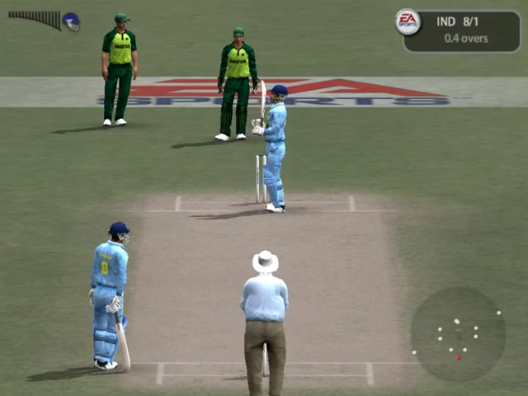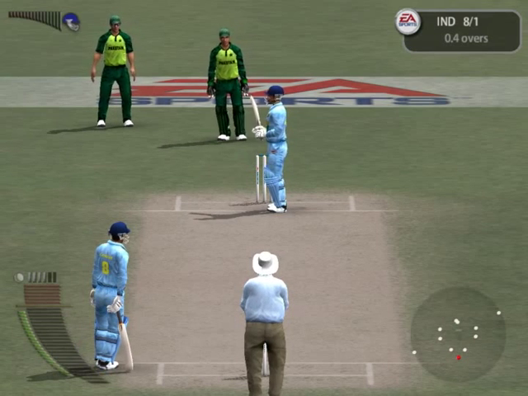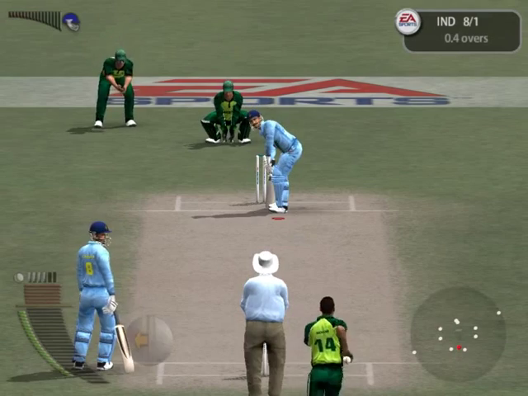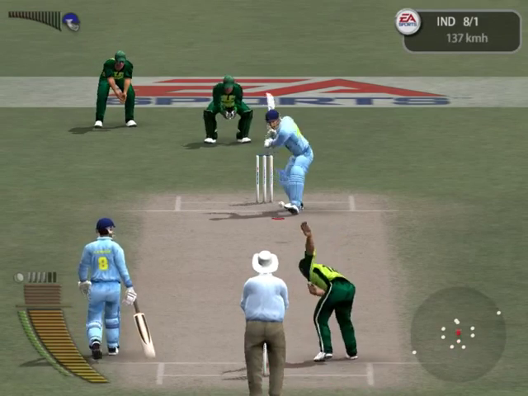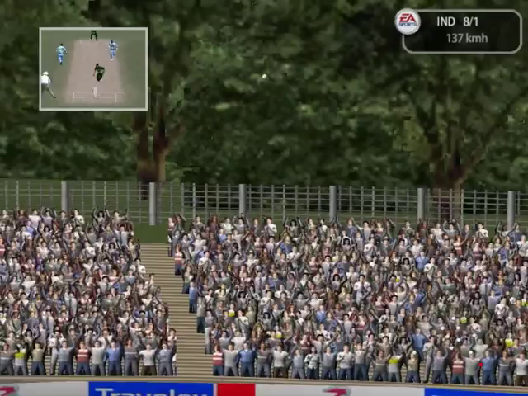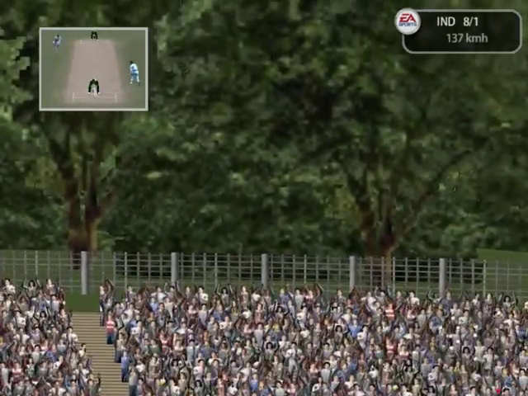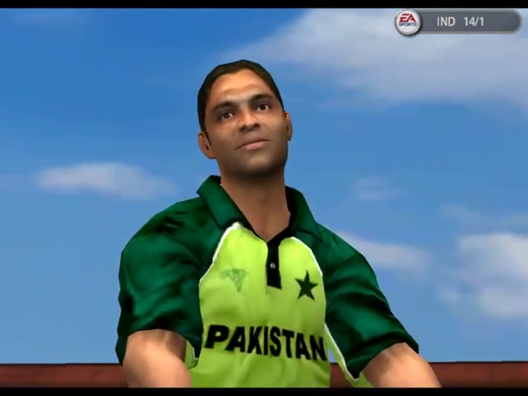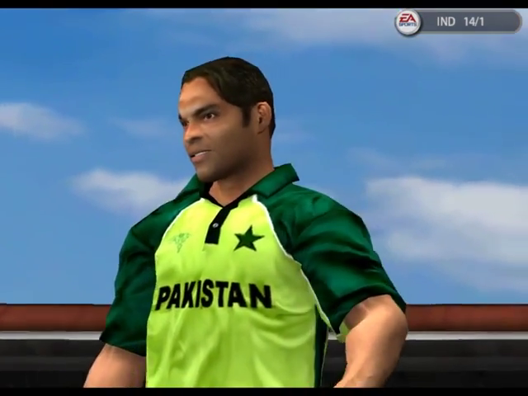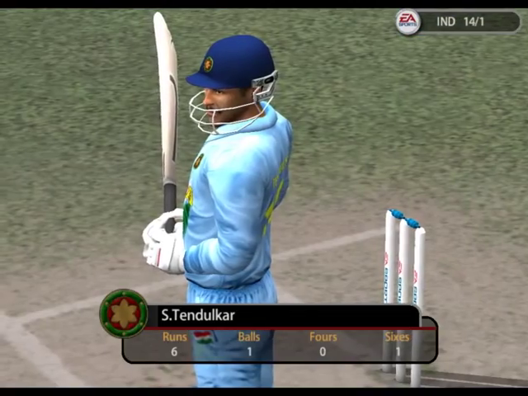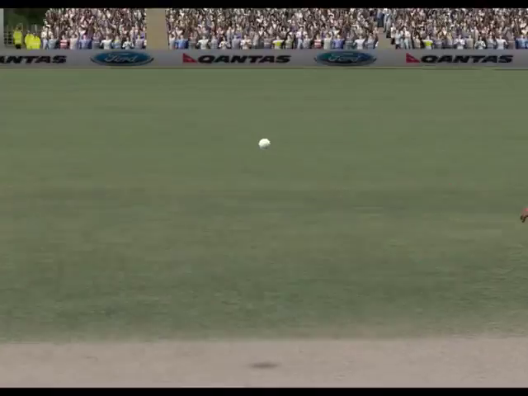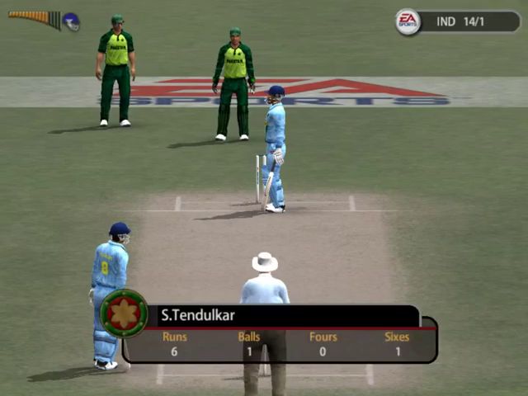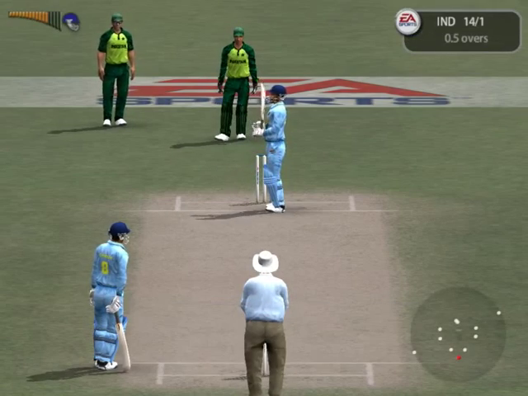Shoaib Akhtar to Tendulkar. Yusuf Yuhana is in pursuit. It's over the rope. 6 runs off Shoaib Akhtar. Smashed that a long way. His straight driving is perfect at times. We can have a look at that again. Shoaib Akhtar, the ball to Tendulkar.